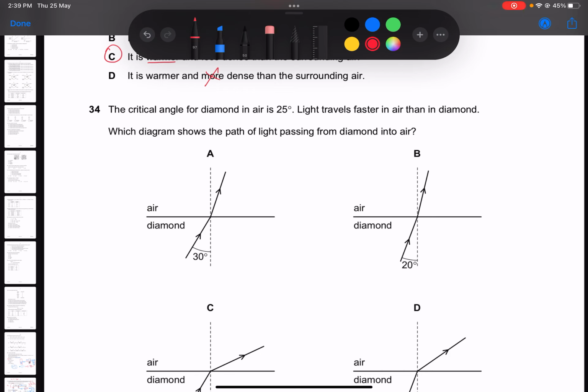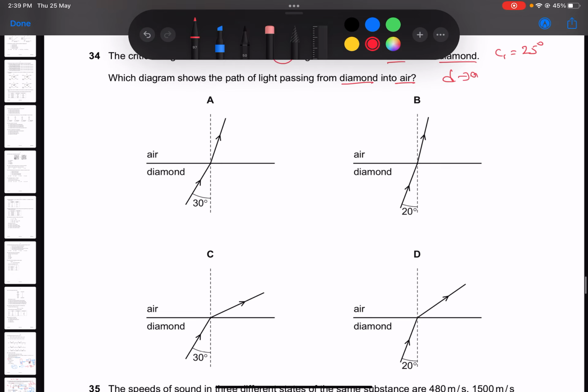Okay, 34. The critical angle of diamond is 25. Okay, this is our critical angle, so 25 degrees. Light travels faster in air than in diamond, yes, because air is loose, diamond is dense, that's why. Which diagram shows the path of light passing from diamond to air? Let's see which one is correct. Guys, A and C are definitely wrong. Why? Because the incident angle is 30. It's more than 25. It has to be totally internally reflected, okay? A and C are totally wrong.